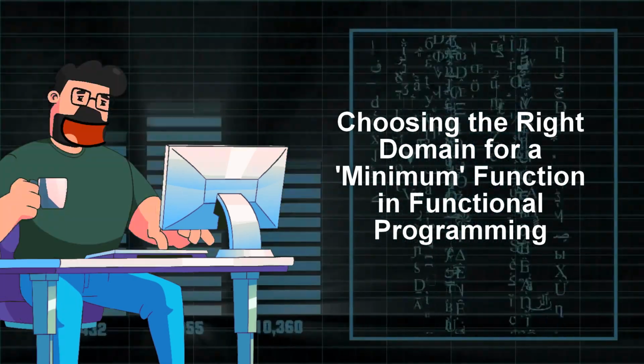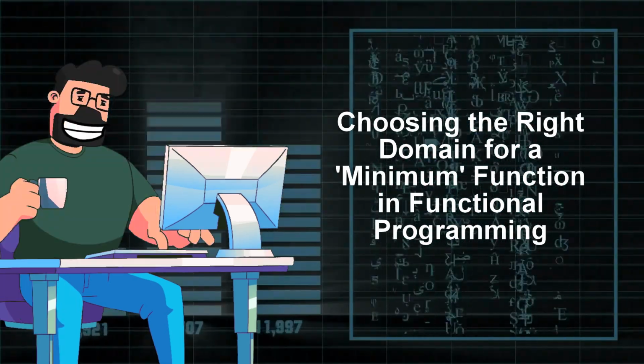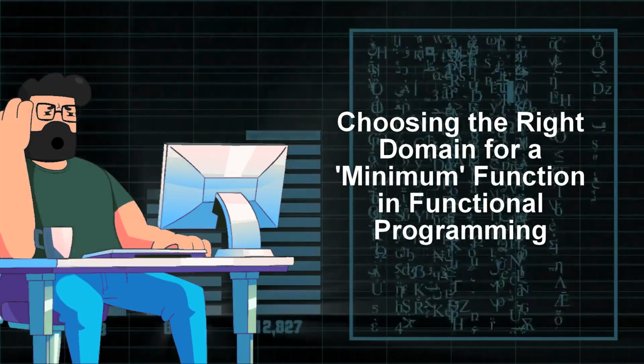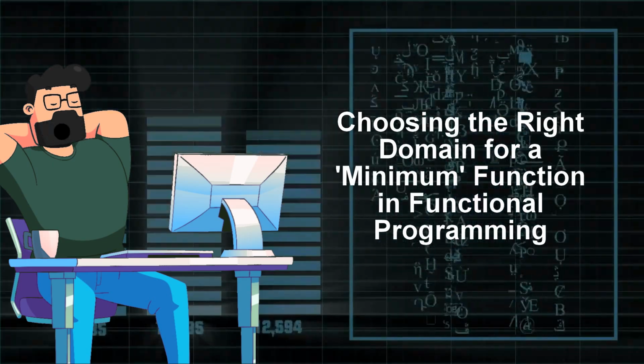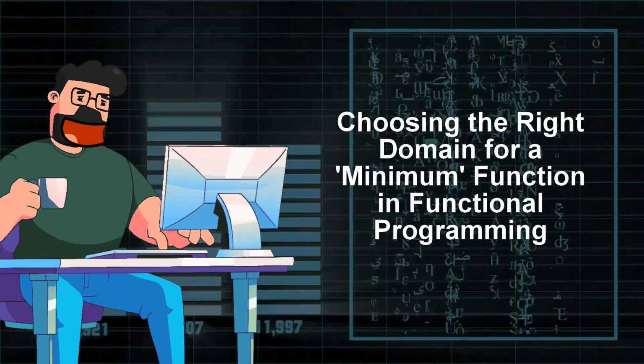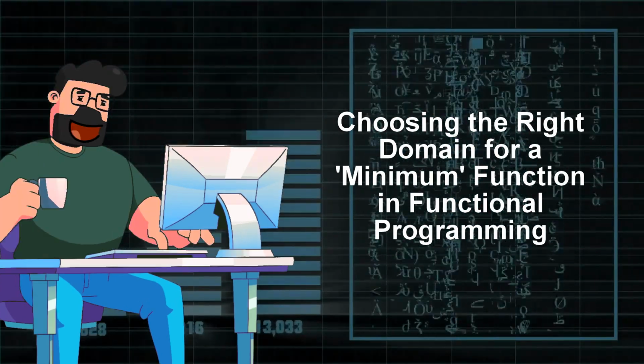The domain of a function refers to the set of values for which the function is defined. So, when it comes to the minimum function, it encompasses all sequences of values except for the empty list. It's all about those mathematical nuances.